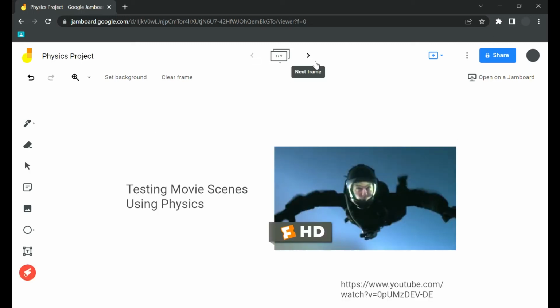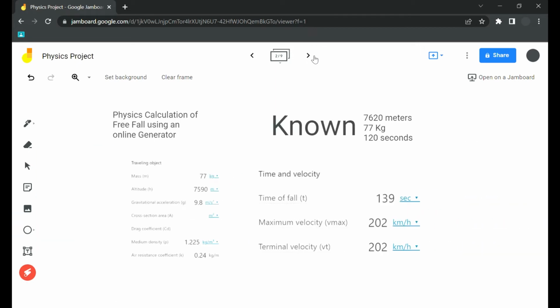For the first scene, I picked the HALO jump by Tom Cruise in the movie Mission Impossible. From the video, I have retrieved some data, such as: the actor drops from a height of 7,620 meters above ground, with a mass of 77 kilograms, in 120 seconds.